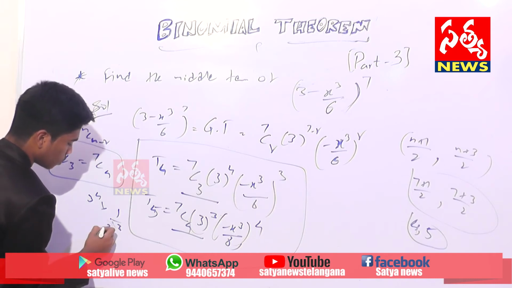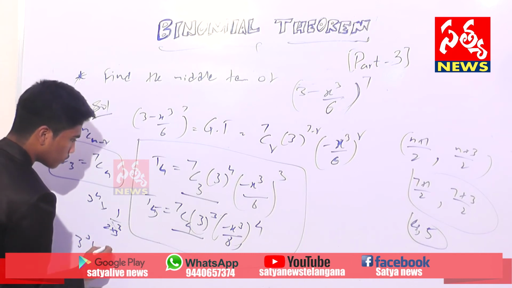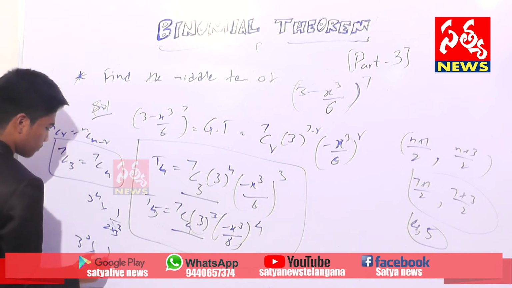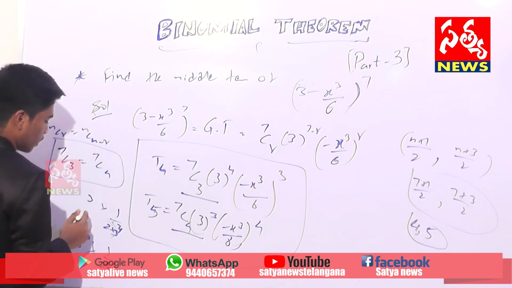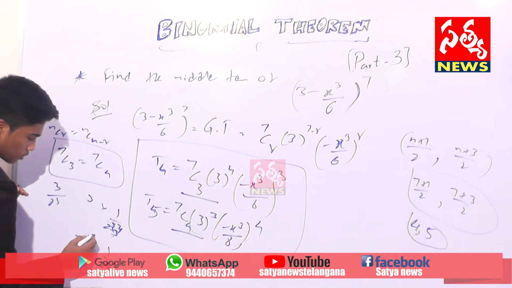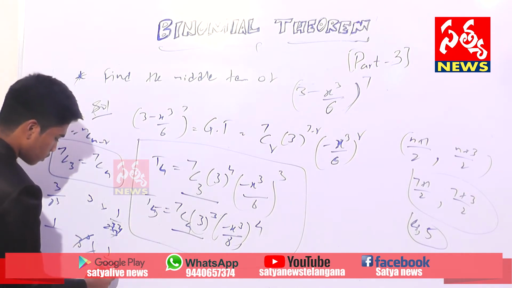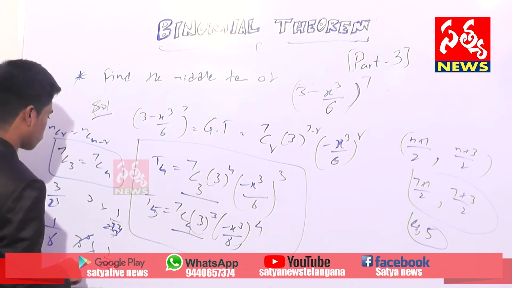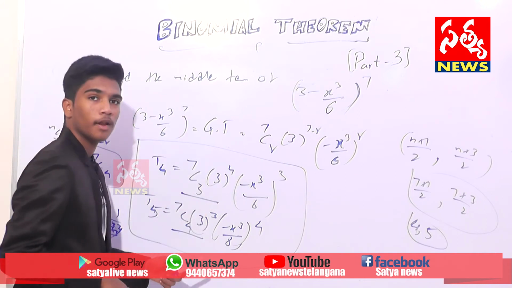6 is 2 into 3. And here 3 cube into 1 by 6 power 4, 2 into 3, 3 cube. And here we are left with 3 by 2 cube into 1 by 6. After multiplication, we get the same values. Okay.